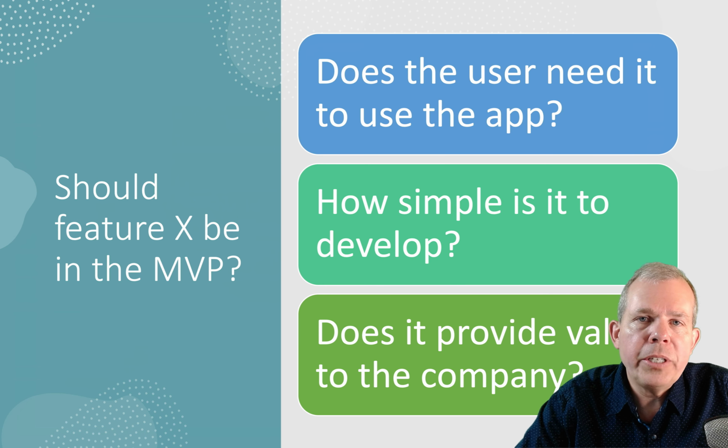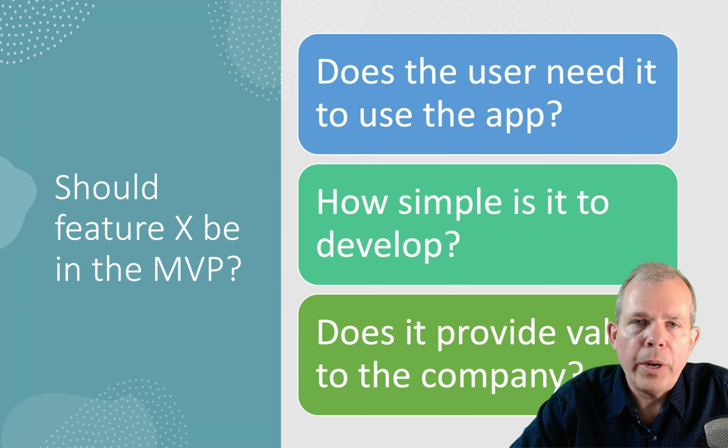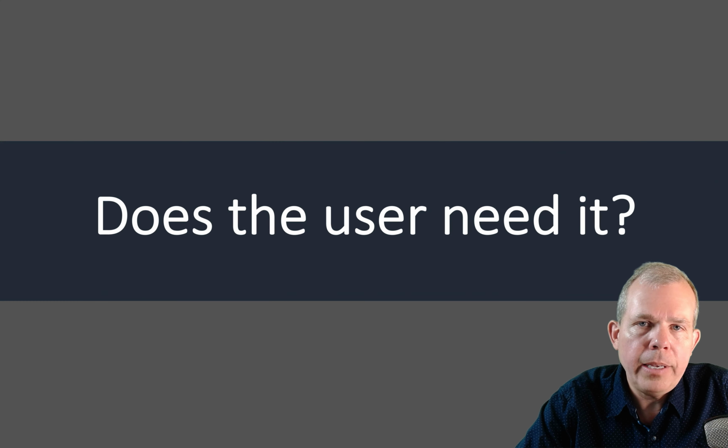So really the question is, what features should be in our MVP? Answer that with 3 questions. Does the user need it? How simple is it to develop? And does it provide value to the company? And of course, we want those answers to be positive, and then we know which features are in the MVP.